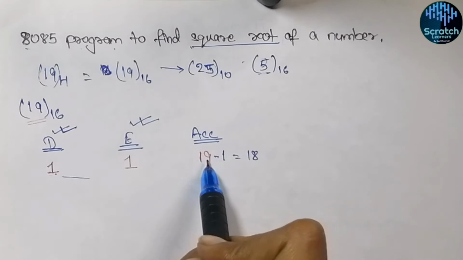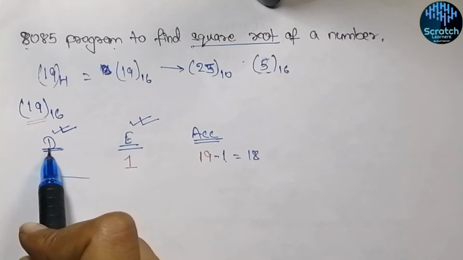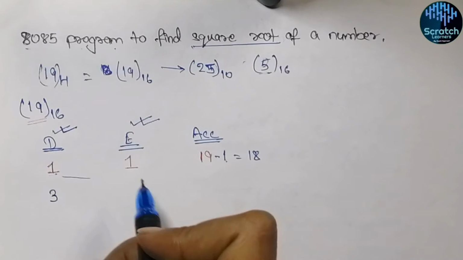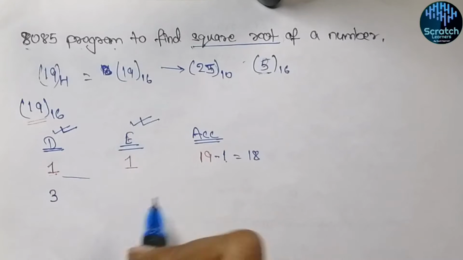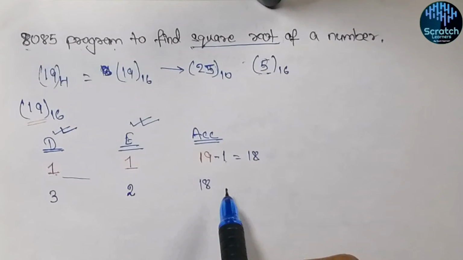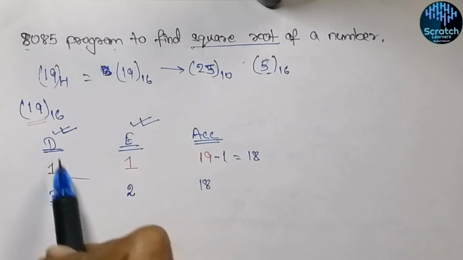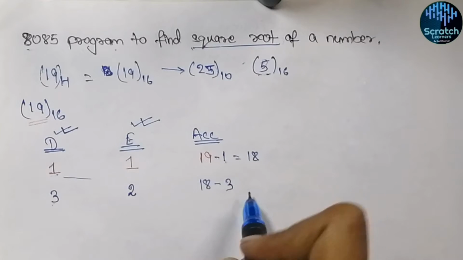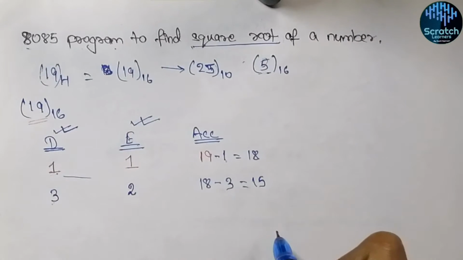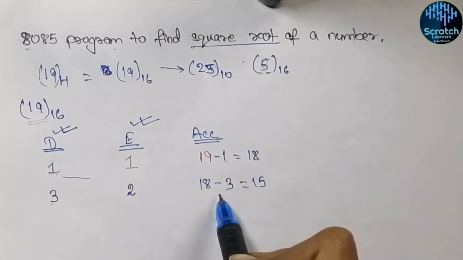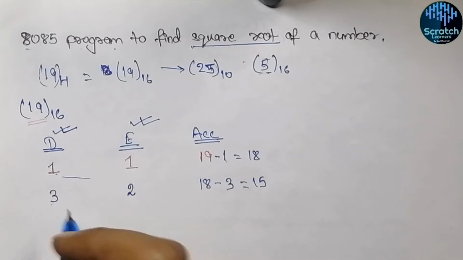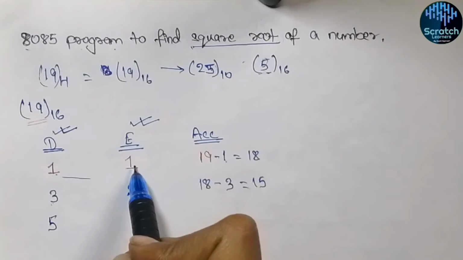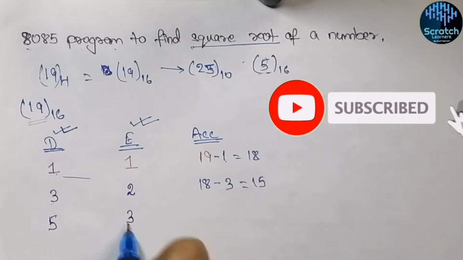As I have said, after subtracting from the accumulator, increment the content of D by 2. So it will be 3 now, right? And also increment the content of E by 1, so it will be 2 now. Now again subtract the content of D from the accumulator. That means 18 minus 3, and here we will get 15, right? Now after performing subtraction, again increment the content of D by 2, so it will be 5 now, and increment the content of E by 1, so it will be 3.